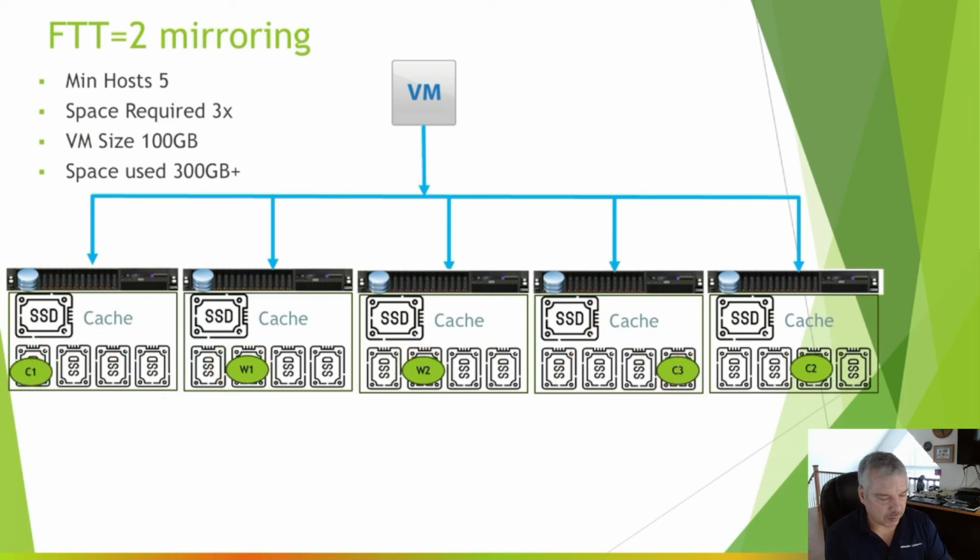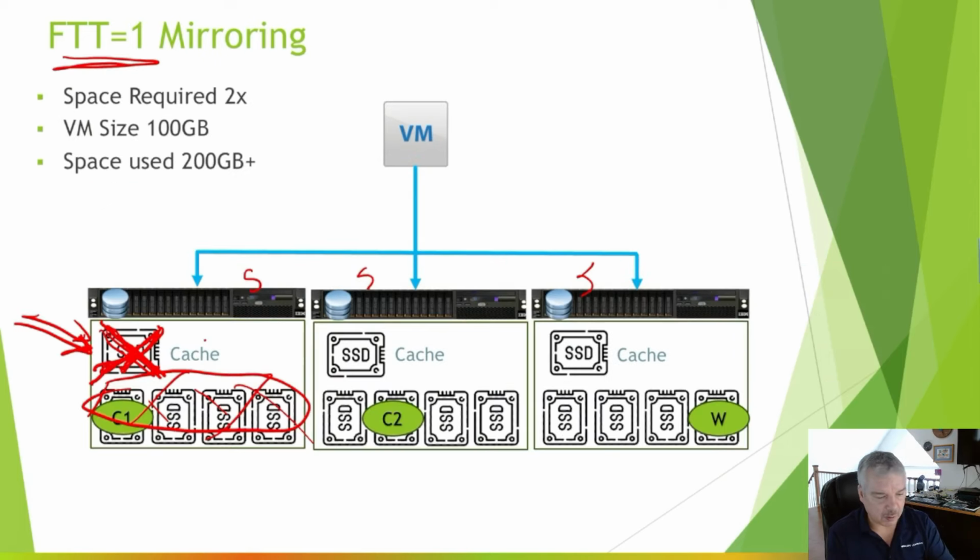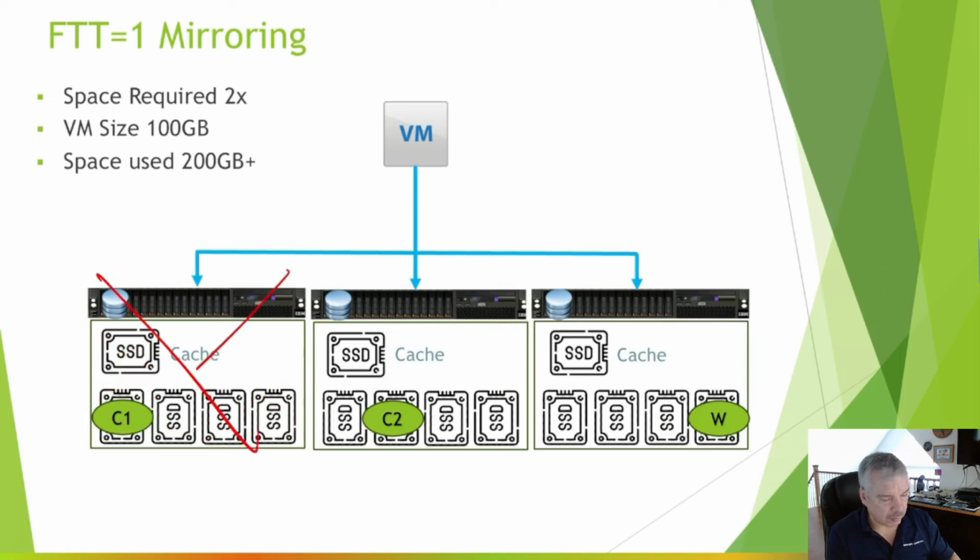If I lose more than that, if I lose 1, 2, 3, at that point I don't have 50% of votes, and this is not accessible anymore. Same thing in the previous example. I can failure to tolerate a 1. If I lose this, okay, I'm fine. If I lose that, I'm not fine.